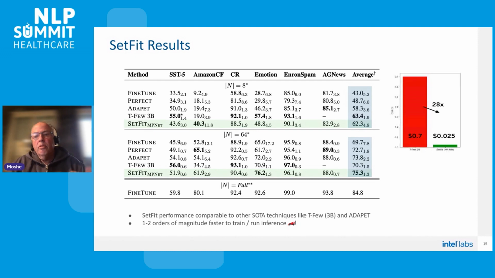We also compare the training and inference time of SetFit and T-Few. For example, on the right, you can see that training a T-Few model on an A100 GPU will cost roughly $0.7, which is 28 times more than the 2.5 cents it costs to train SetFit on the same dataset. And from an Intel point of view, people can even run SetFit on their laptop CPU. It takes just a few minutes to train through these 8 labeled examples and 64 examples.